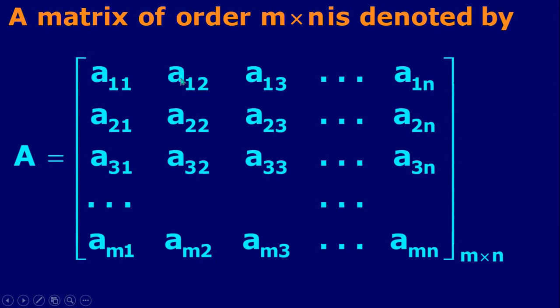A matrix of order m by n is denoted by a11, a12, a13 up to a1n. This is the first row elements. The suffix indicates the row number and column number. a11 means first row, first column. a12 is first row, second column, and a1n is first row and nth column. The mth row elements are am1, am2, am3 up to amn. So here we have m rows and n columns. a32 means third row and second column. This is the general representation of a matrix of order m by n.